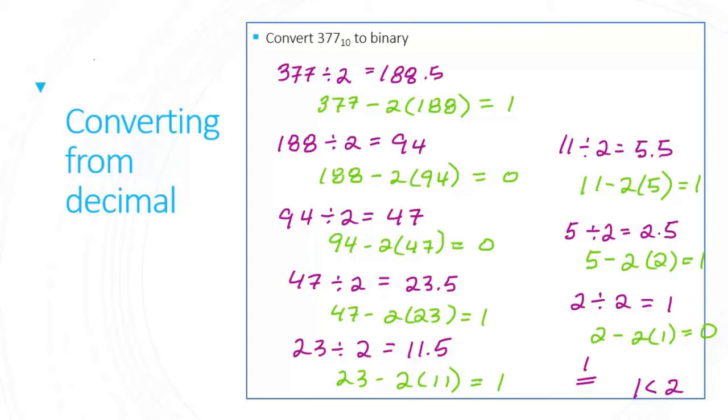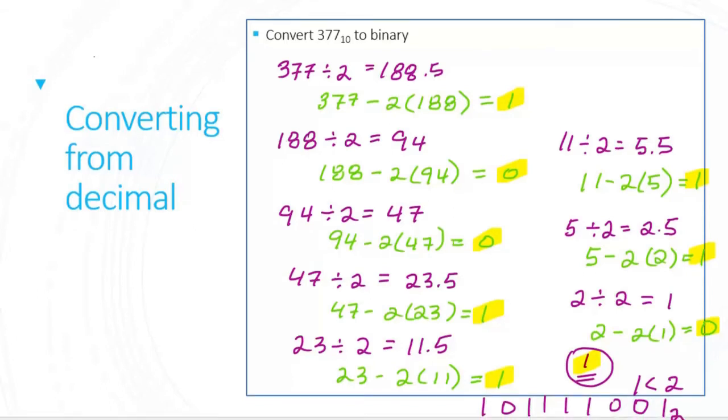What have we accomplished? What we now need to look at is the remainders. Starting with the point where we stopped, we have a 1, and then a remainder of 0, a remainder of 1, 1, 1, 1, 0, 0, and 1. So what is the binary number? Again, we started at this 1. It is 1, 0, 1, 1, 1, 1, 0, 0, 1. So 377 in base 10 has this equivalent binary value.